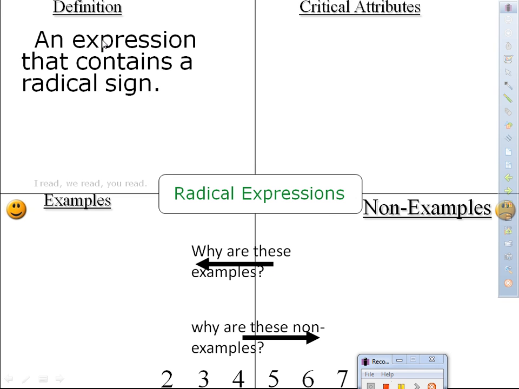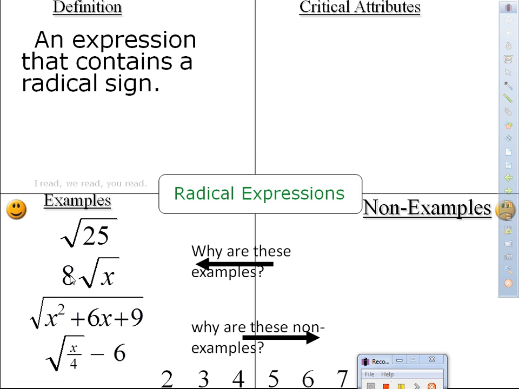Radical expressions are expressions that contain a radical sign. Examples: square root of 25, 8 times square root of x, square root of x squared plus 6x plus 9, square root of x over 4 minus 6. Those are all examples of radical expressions because it says an expression that contains a radical sign.